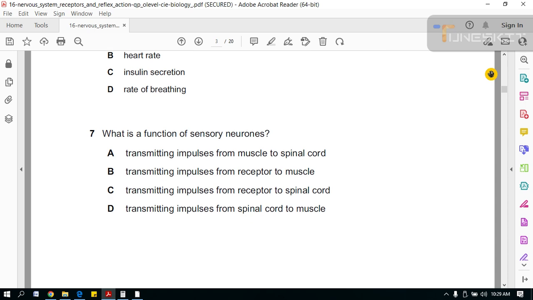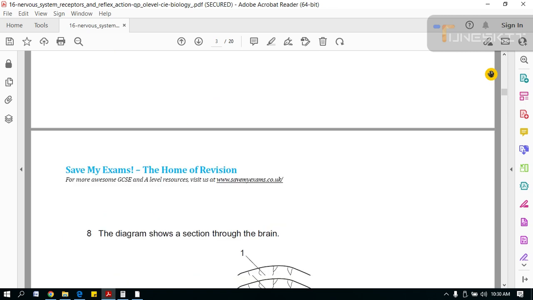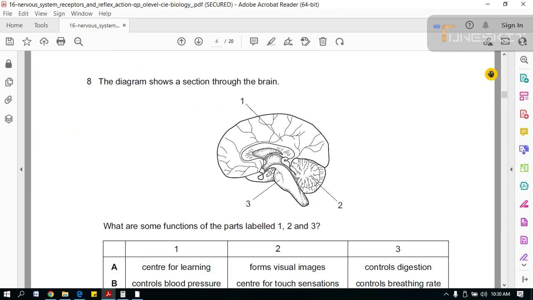What is a function of sensory neurons? As you know, sensory neuron actually receives the message from receptor and transmits it to the central nervous system. For example, here option C is correct, because transmitting impulses from receptors to spinal cord. Transmitting impulses from muscles to spinal cord, no, it is wrong. B is wrong, so C is correct, right? Now we will discuss the MCQs.